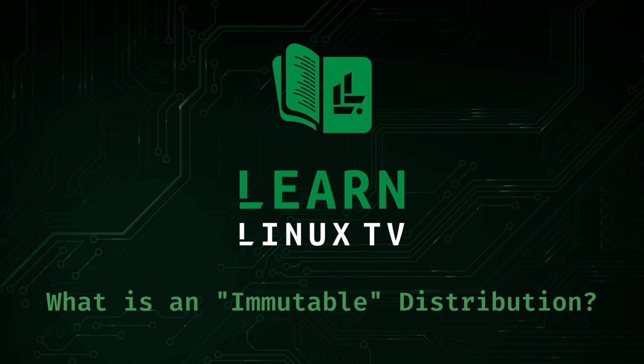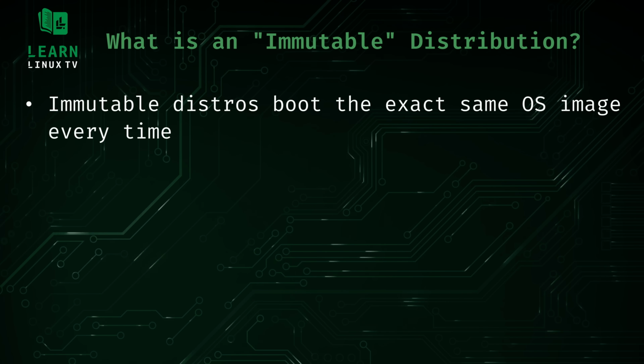And first, let's define more clearly what an immutable distro actually is. The basic idea is that an immutable distro boots into the same base operating system image every time. That base layer is read-only, and it's versioned. Now that's an oversimplification, but at this point in the video, we'll start with that basic description.